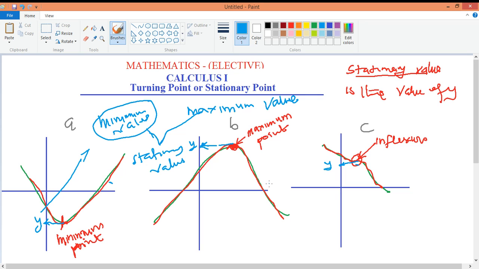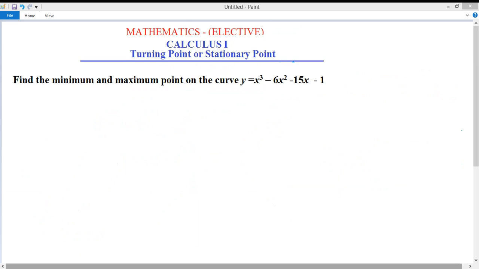So we'll now move on, pick a question, and learn how to perform calculations involving stationary values, stationary points, minimum values, and so on. Let's look at the first question for today.